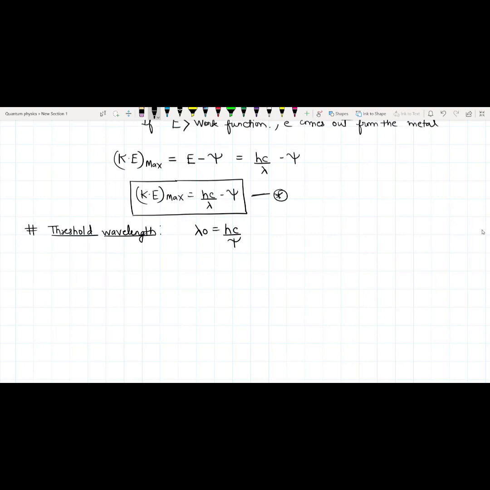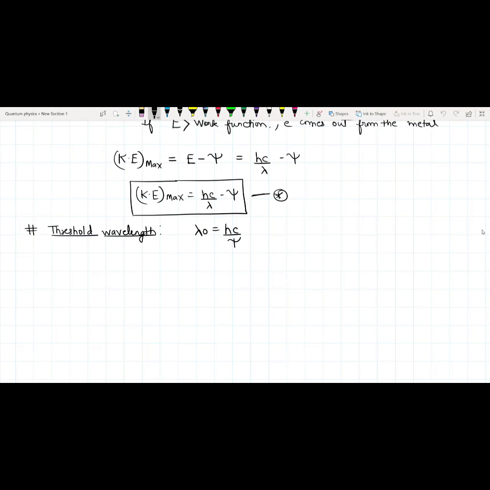I hope you get the logic. If you put this lambda naught in place of lambda, it will be hc over psi. hc cancels off, psi minus psi becomes zero, therefore the kinetic energy becomes zero. The wavelength of the incident light that we are using cannot be greater than this lambda naught. This has to be the maximum threshold wavelength. If lambda becomes greater than lambda naught, the kinetic energy becomes negative, which is not possible, and therefore the photoelectric effect will not happen.